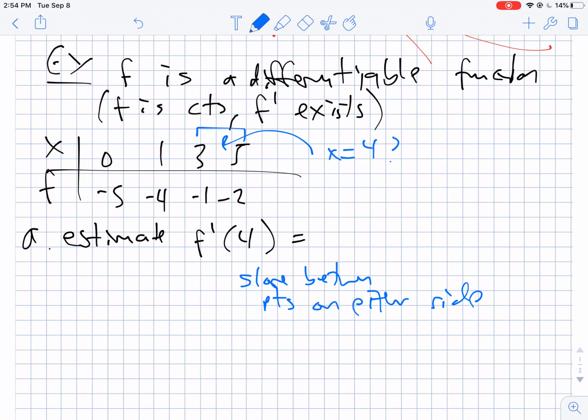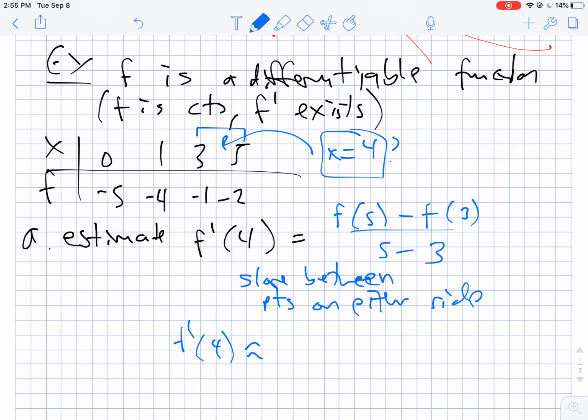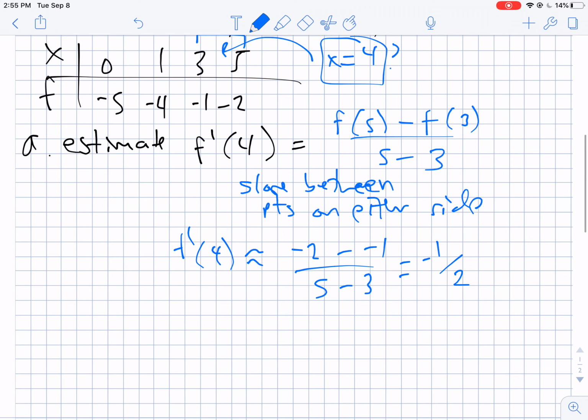So f prime of 4 is approximately f of 5 minus f of 3 over 5 minus 3. And again, I chose 3 and 5 because 4 is in between those. So f prime of 4 is approximately negative 2 minus negative 1 over 5 minus 3. So that's negative 1/2. Now again, this is just an approximation. We have no real clue what the value is, but this is the best guess we can do, just picking the points on either side.